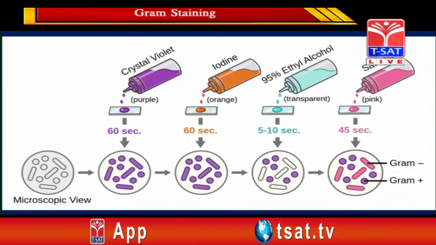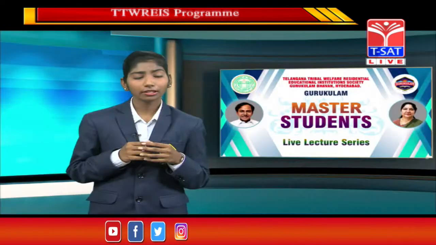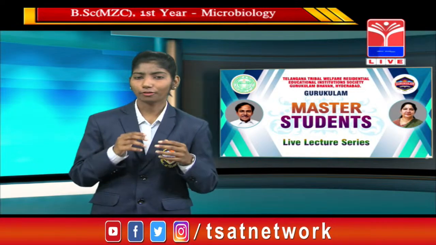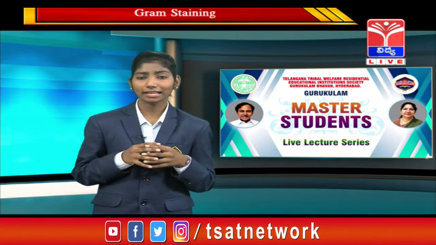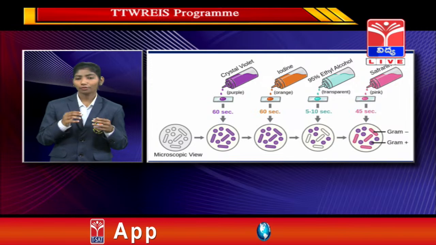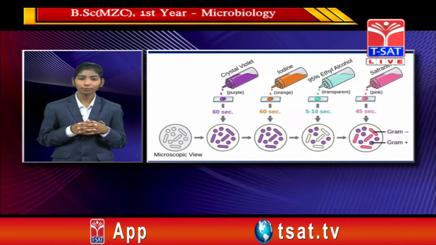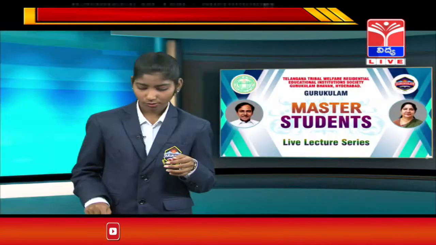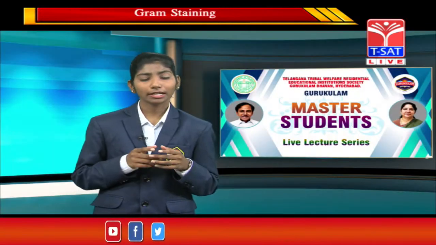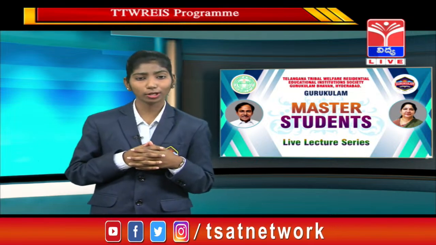95% ethyl alcohol is added and we wait for 5 to 10 seconds. After this time, wash the slide and add safranin to that slide. After 1 minute, wash this slide and observe it under the microscope. When we observe under the microscope, we can find different types of microorganisms.